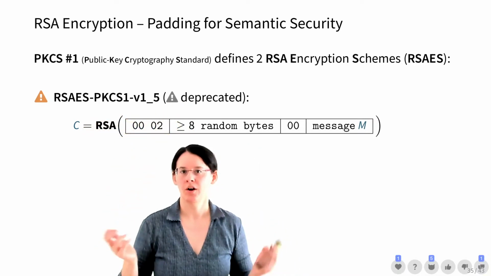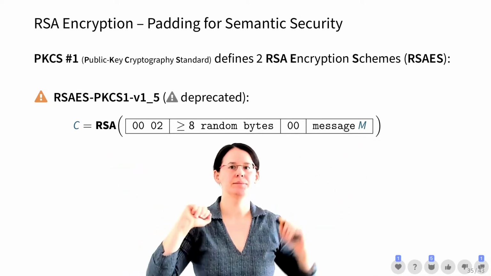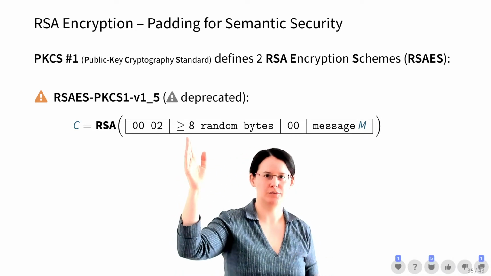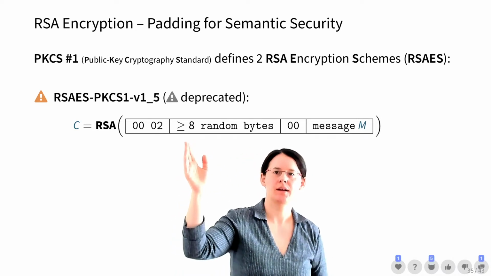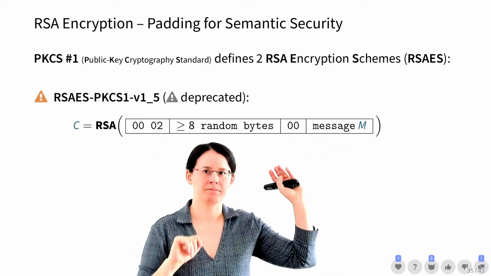What does it do? Well, it simply takes the message and pads it with a random value. And this padding consists of a sufficient amount of randomness, at least 8 bytes, but it can be longer if the message is shorter.